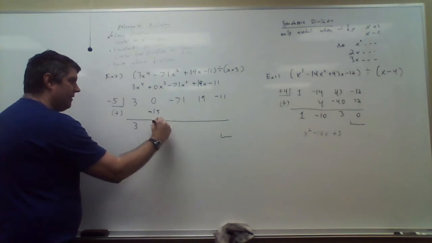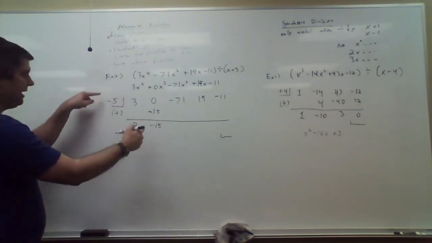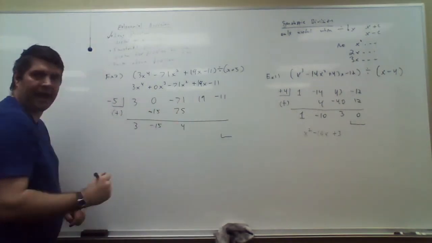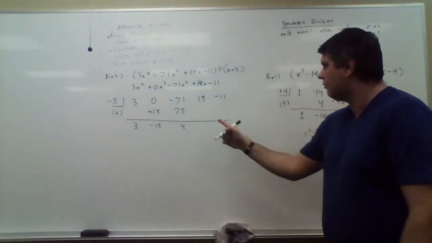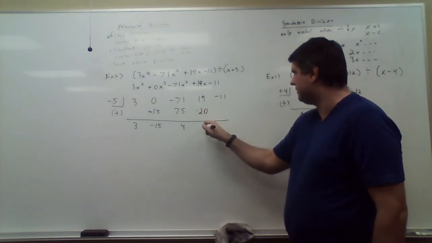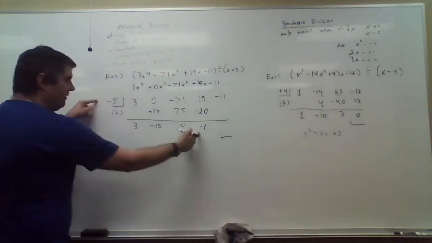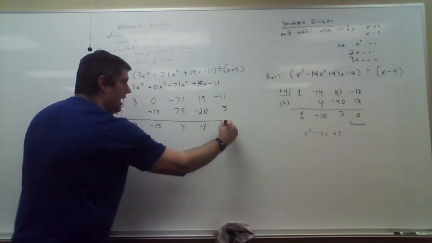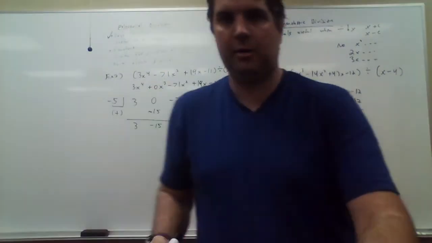Add these up, you get negative 15. Negative 15 times negative 5 is positive 75. And we get 4 when we add. Okay? 4 times negative 5 is negative 20. Add these up, you get negative 1. Negative 1 times negative 5 is 5. And we get negative 6. Okay? That will be my remainder.